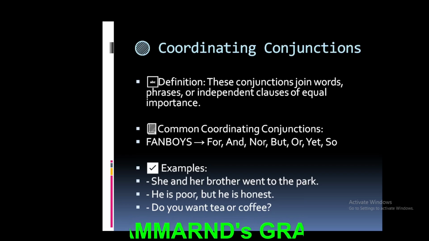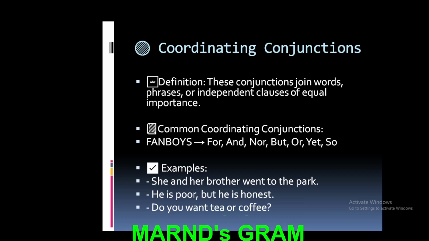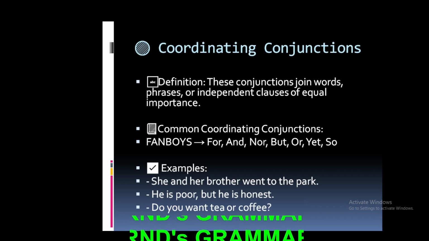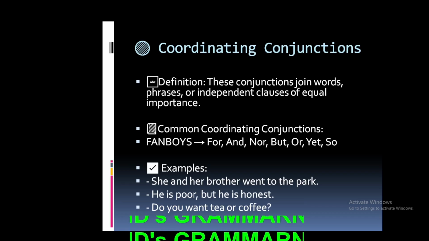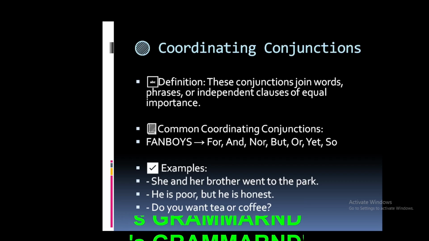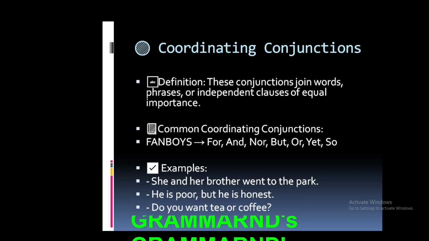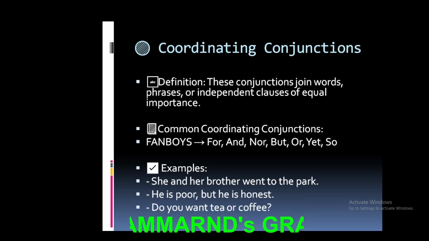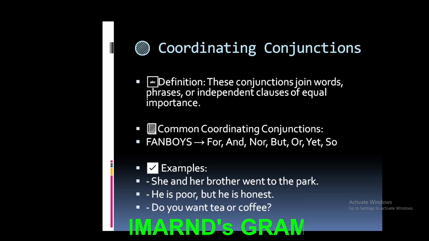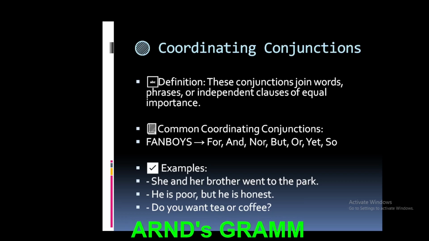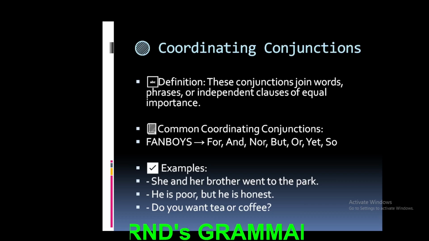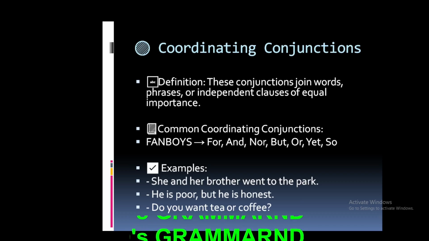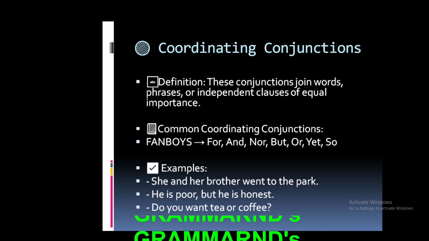This formula is available in most of the books also. The formula is known as fanboys. F for, A for and, N for nor, B for but, O for or, Y for yet, and S for so. So these are the very commonly used conjunctions. There are also other conjunctions. I will discuss them in my next videos. Now examples, a few examples.